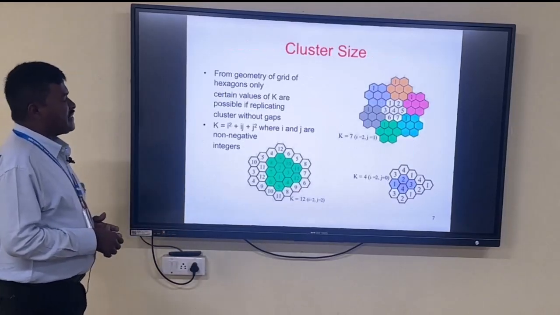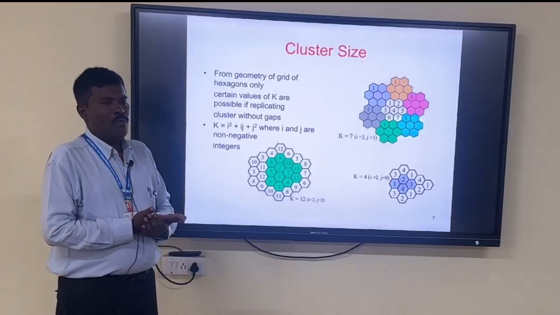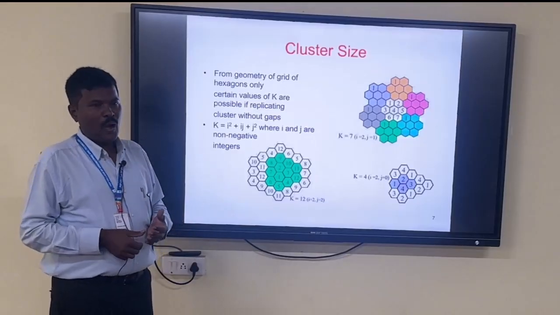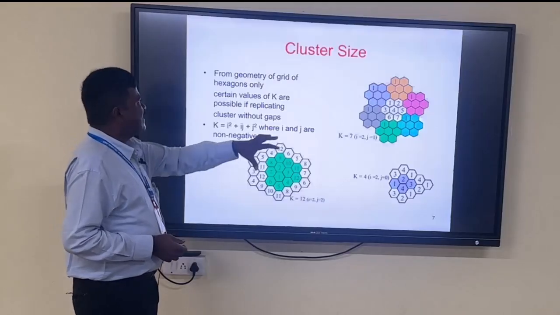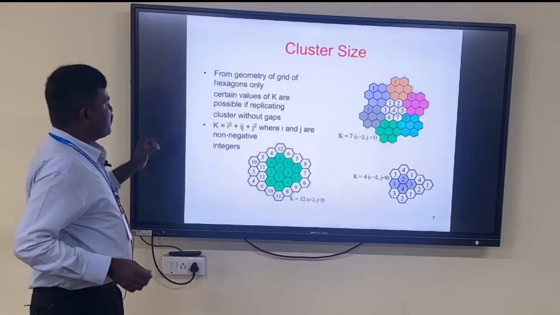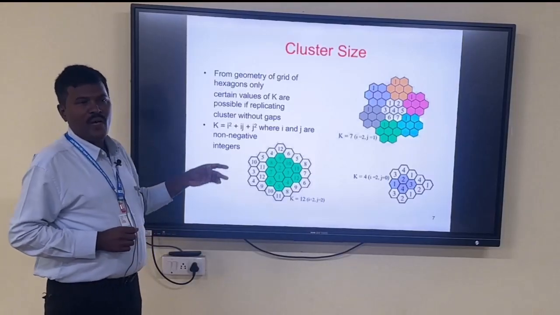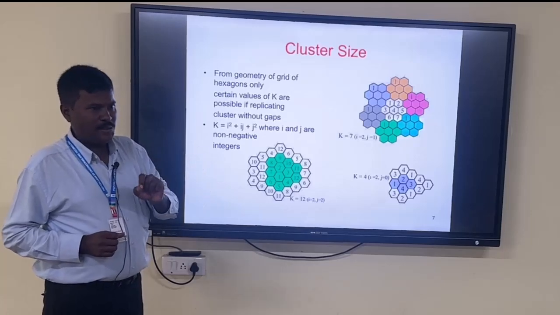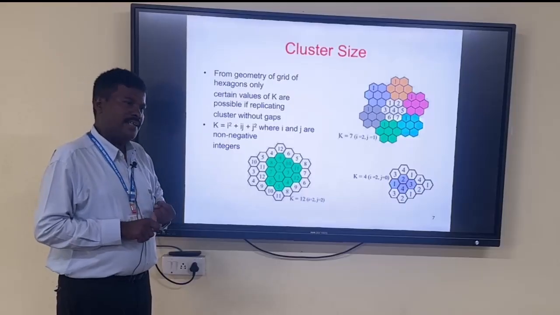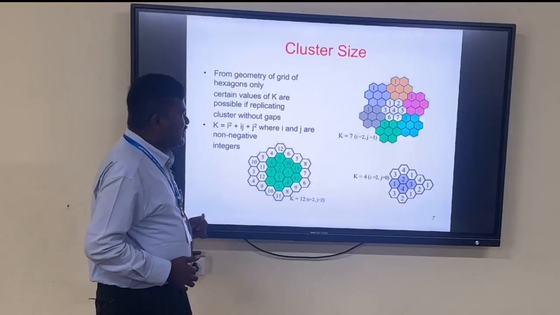Okay. So, next, as I told you, the typical cluster sizes are 4, 7, 12 and 21. How does it come? Okay. This is an example over here. This is a geometric grid of hexagons. The equation for this is that the cluster size K is equal to I square plus I J plus J square. Here I and J are non-negative integers. Okay. So, here is a very simple example.